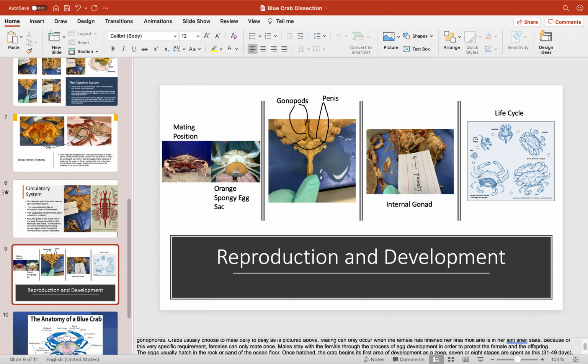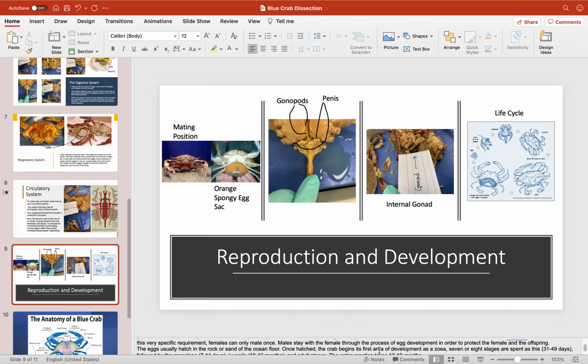Interesting fact about crabs: females can only mate once in their life, because their only opportunity to mate is when the female has finished the final molt and is in her soft shell state. Males tend to stay with the female for the whole process of the egg development and even into the young stages of the offspring's life in order to protect them. So once that male gonopod has transferred into the female gonophore, the zygote develops in this orange spongy sac, as you can see pictured there on the belly of a female crab.